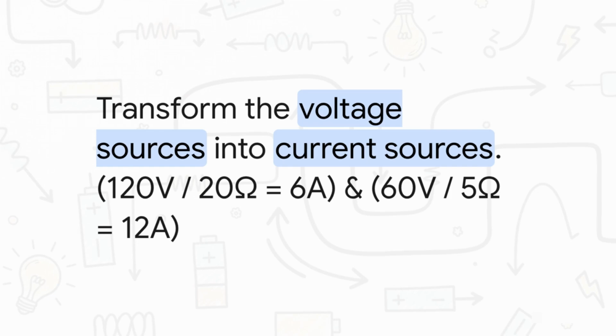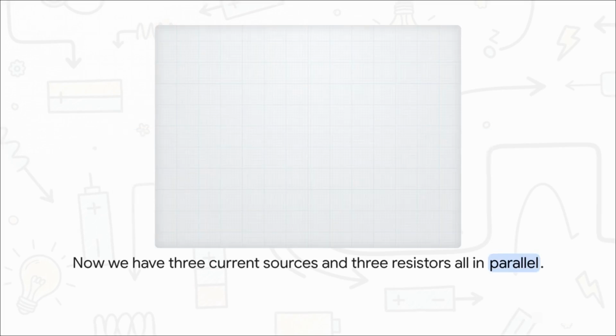For the 120-volt source, we just divide by its 20-ohm resistor. That gives us 6 amps. For the 60-volt source, we divide by its 5-ohm resistor, and we get 12 amps. Just a simple I equals V over R. And look what happens after that one step. Suddenly, our circuit is so much cleaner.